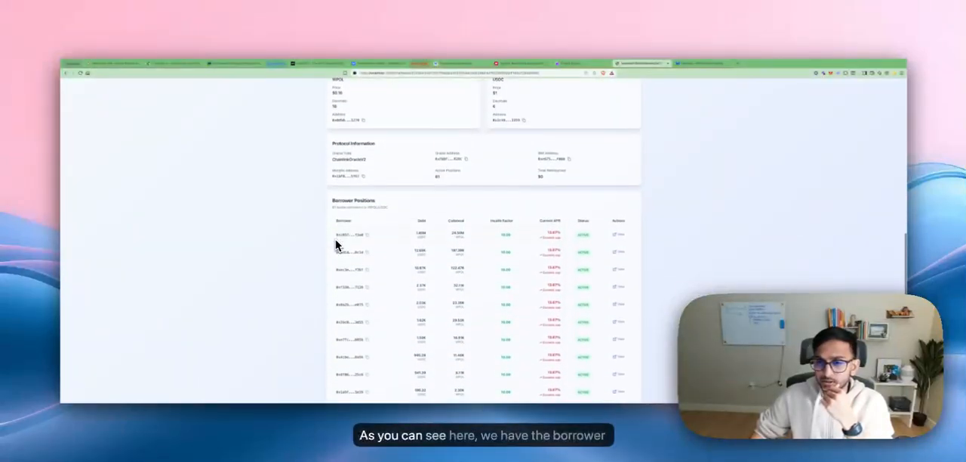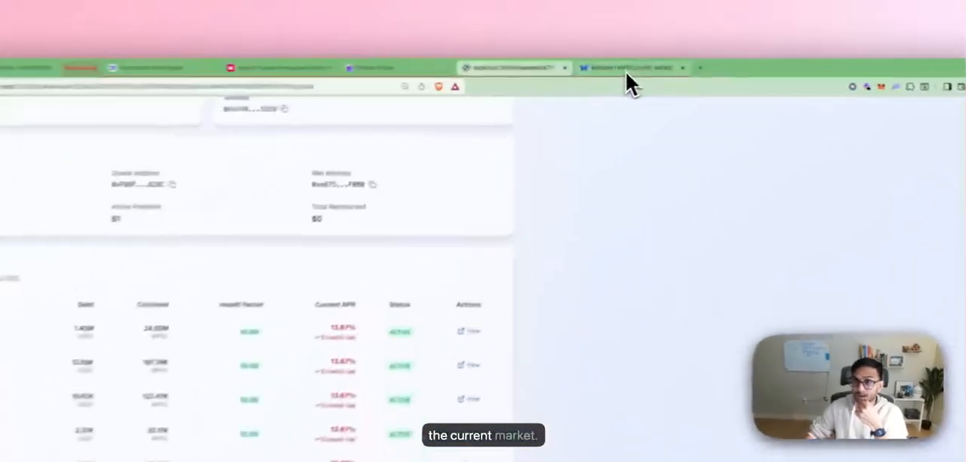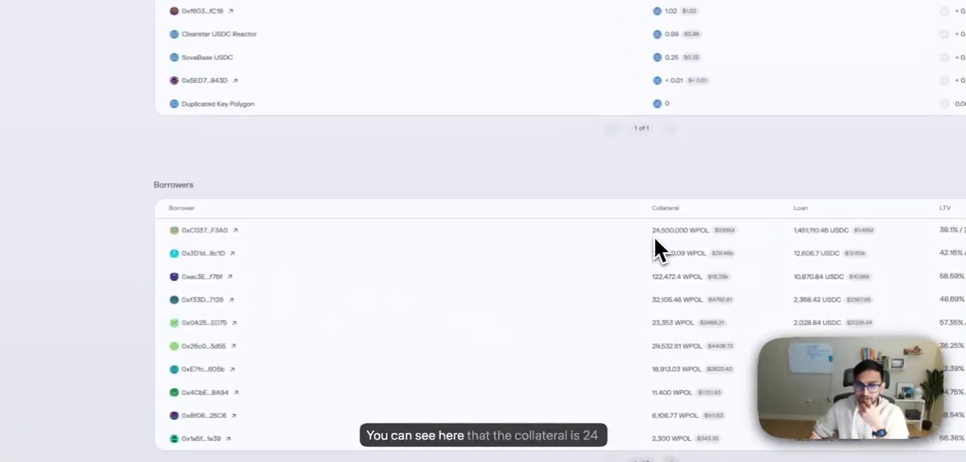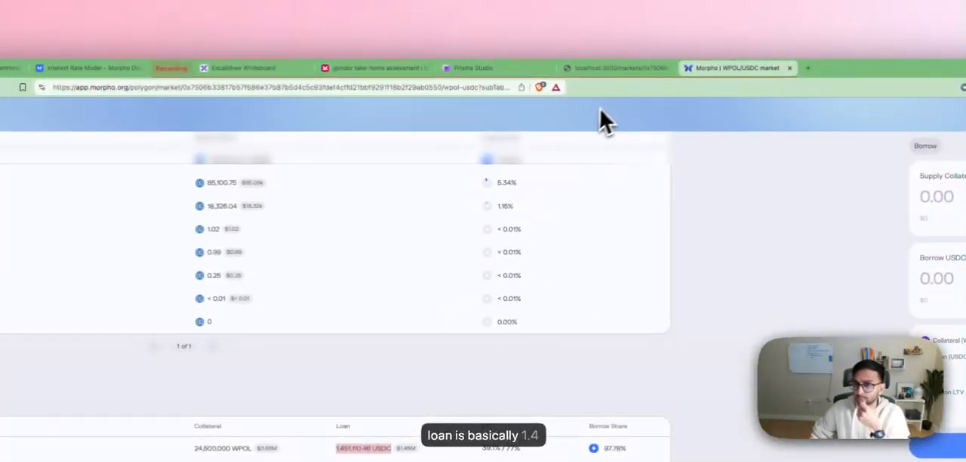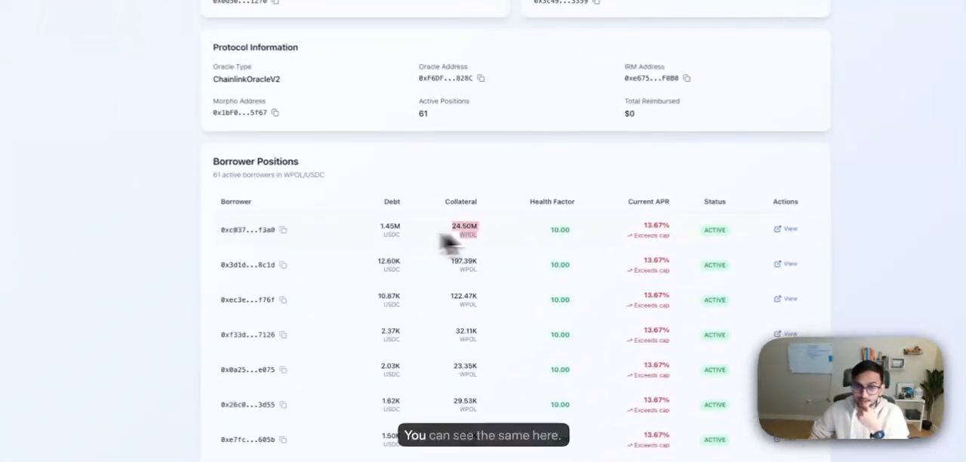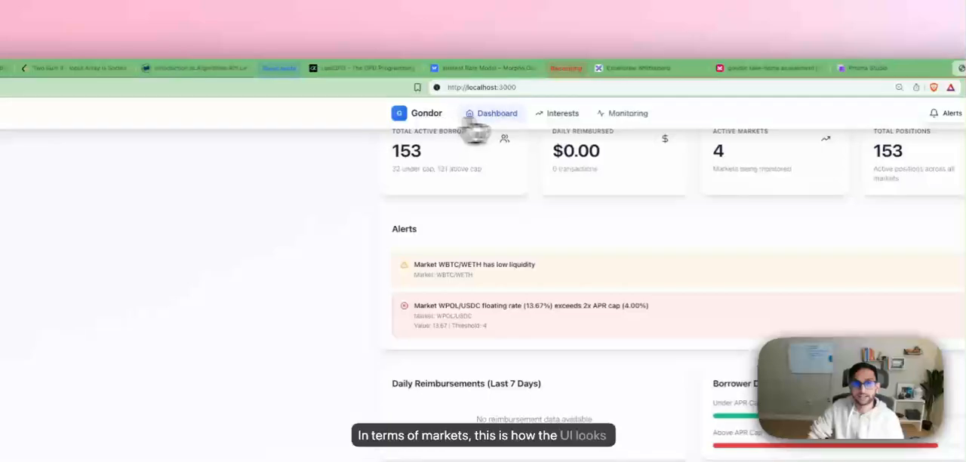As you can see here, we have the borrower positions, and these are basically in sync with the current market. You can see here that the collateral is 24 million wrapped Polygon, and the loan is basically 1.4 million USDC. And you can see the same here. So in terms of markets, this is how the UI looks.